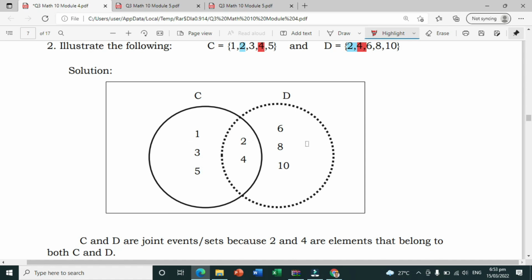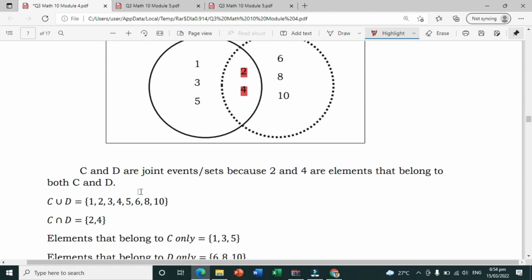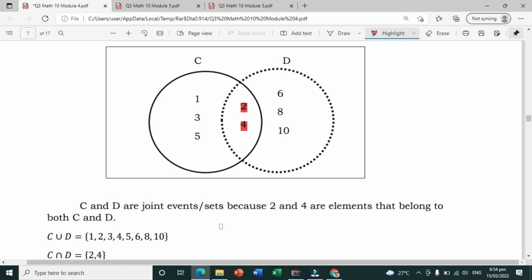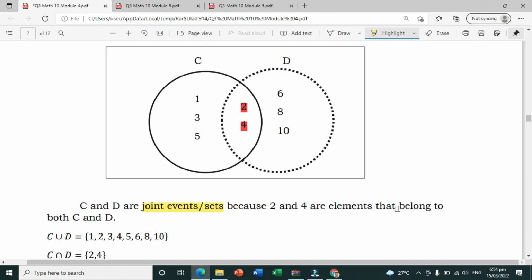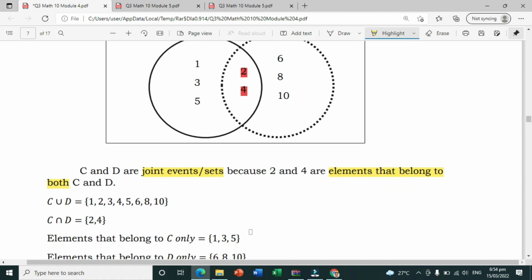So, kung makikita nyo, nag-overlap sa isang portion yung C at saka D. So, dun yan yung 2 at saka 4. Yan. So, C and D are joint events or sets because 2 and 4 are elements that belong to both C and D. Highlight ko lang. Yan. Joint events kasi elements that belong to both. Yan. Meron kay C na meron kay D.